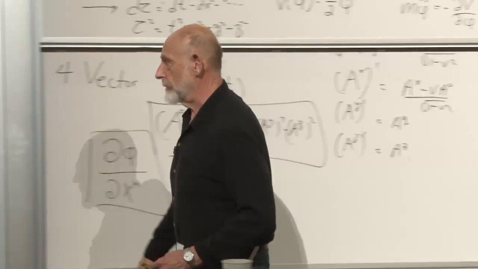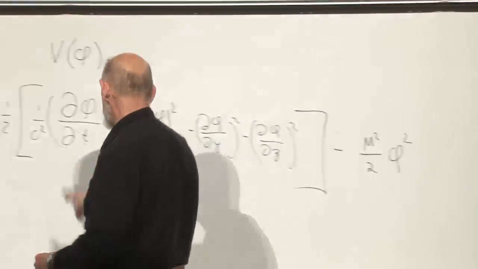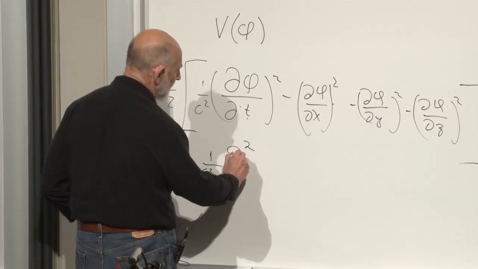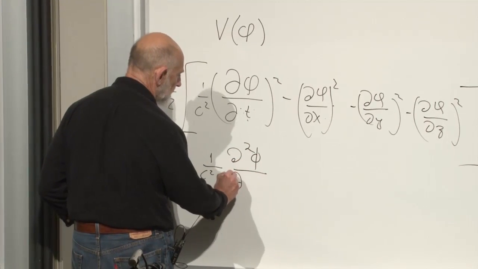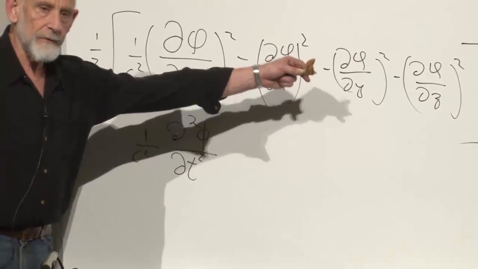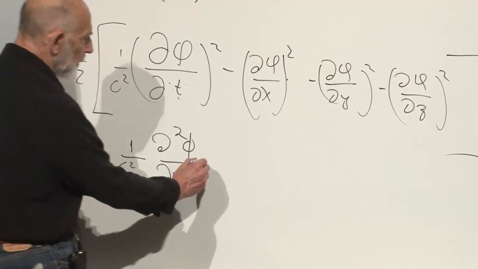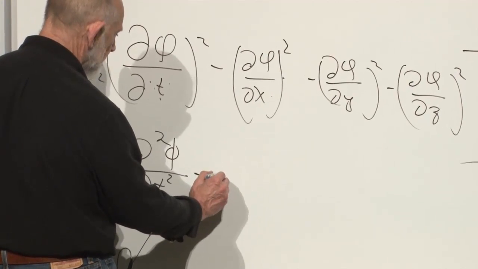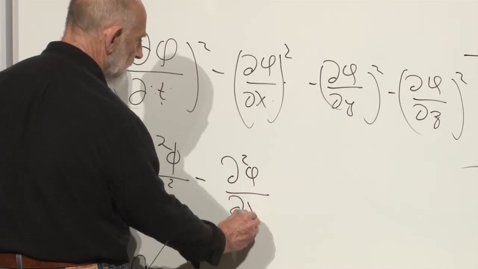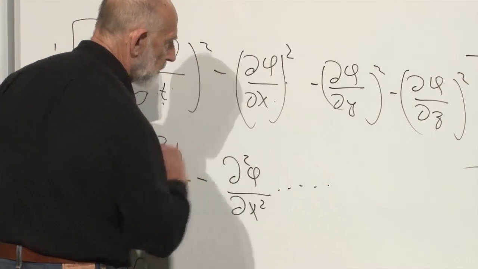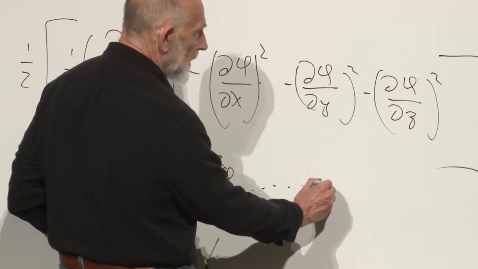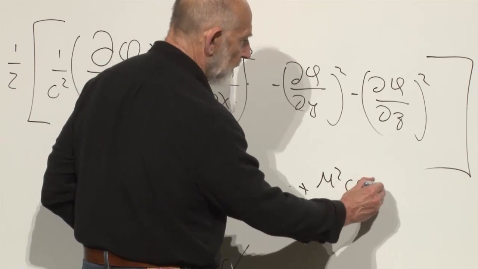Yeah, so let's just write down the wave equation that derives from this. It is 1 over c squared d second phi by dt squared. That's like acceleration. Then there's an analogous term for each one of the x, y, and z with a minus sign: d second phi by dx squared plus y squared plus z squared. And then from here, we get plus mu squared phi equals 0.